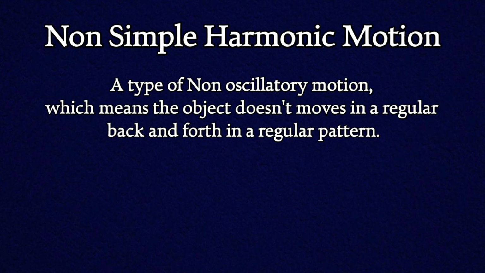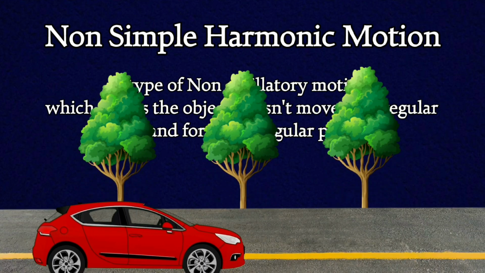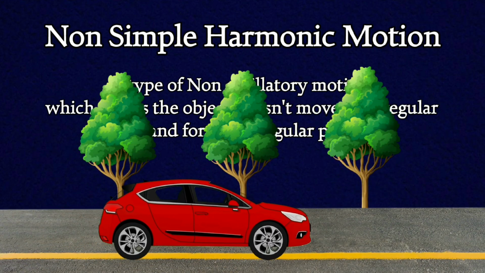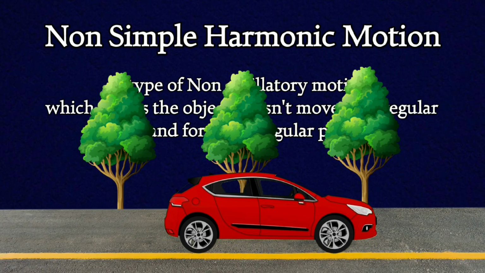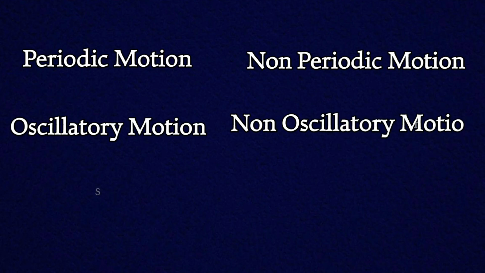To summarize: motion is a dynamic concept, and understanding its types helps us to analyze and predict various physical phenomena. From periodic to non-periodic motion, oscillatory to non-oscillatory, and SHM to non-SHM, there's a lot to explore in the world of motion.